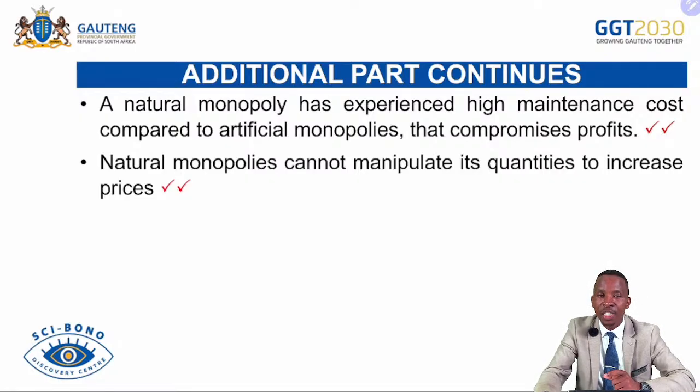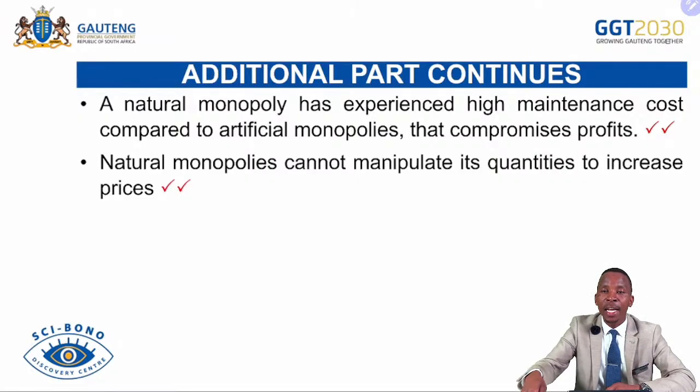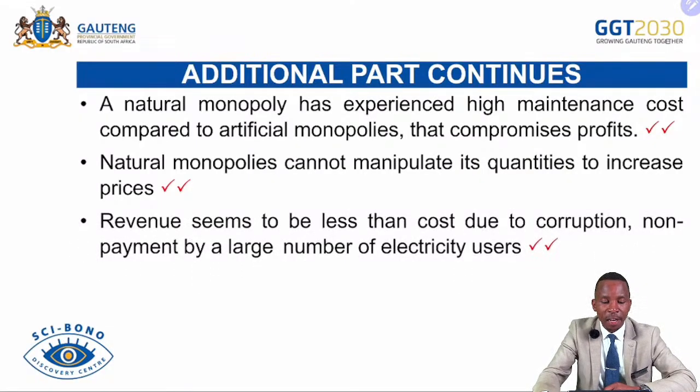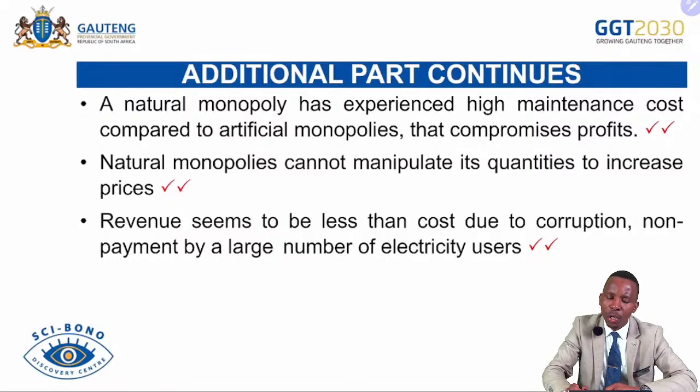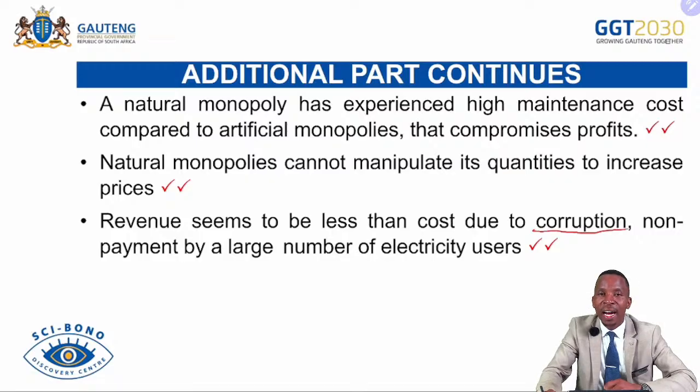So self-interest is not considered the most. Social and economic interest are the ones that are put forward so that the economy can achieve efficiency even for other businesses. Revenue seems to be less than the cost due to corruption. We know that monopolies or SOEs or natural monopolies are the state-owned enterprises. We call them parastatals. So there's a high level of corruption. And at the same time, we have the lack of accountability in there.